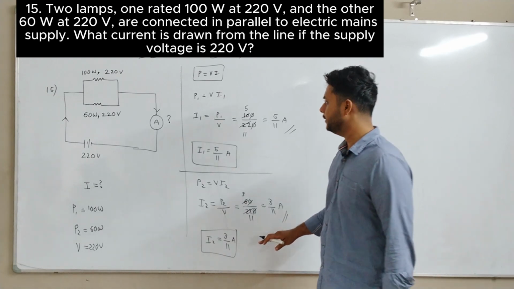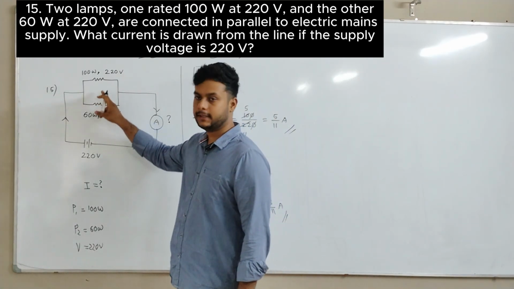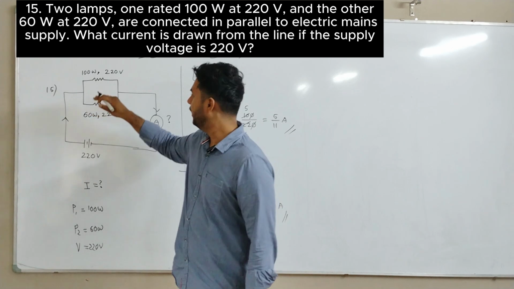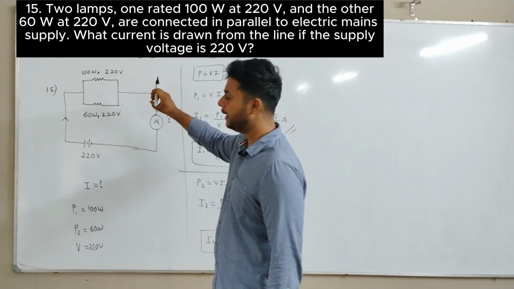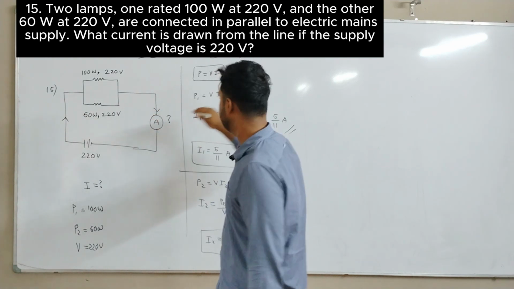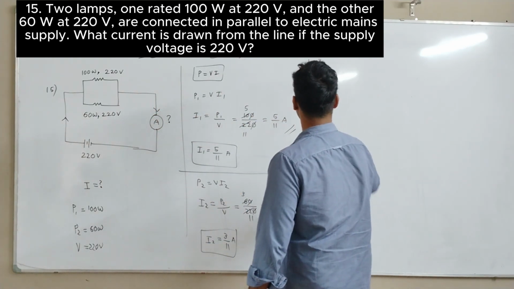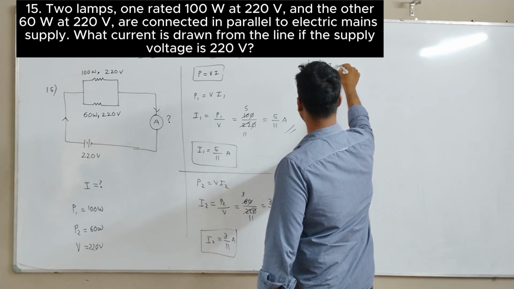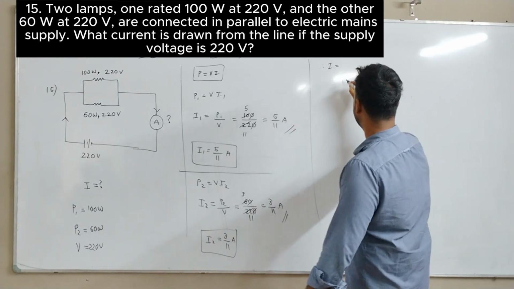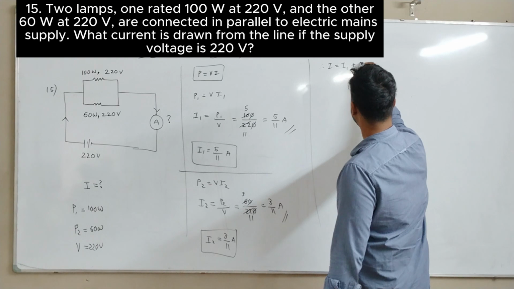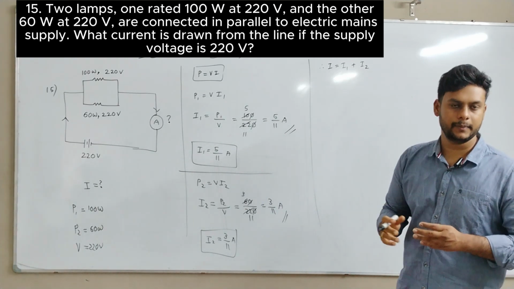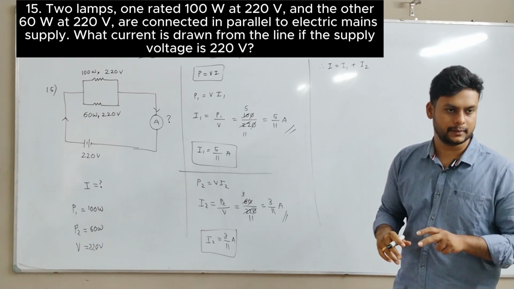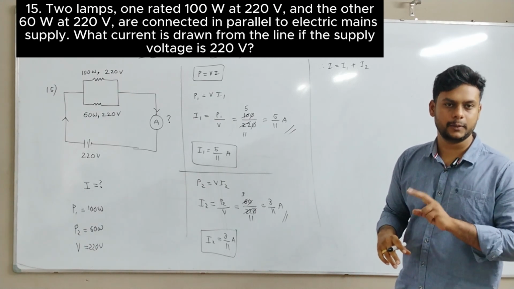What did I calculate here? How much current is passing here? I have calculated separately, I1 here, I2 here. So if I add both of them, I will get the total current I. So total current I is equal to I1 plus I2. You must have seen this formula in parallel. Remember, in series there is no need to do I1 plus I2, I will be the same throughout the circuit. But in parallel we should do I1 plus I2 plus I3.